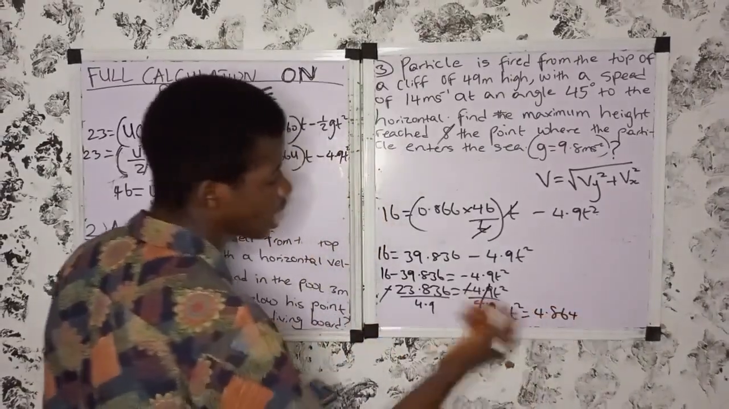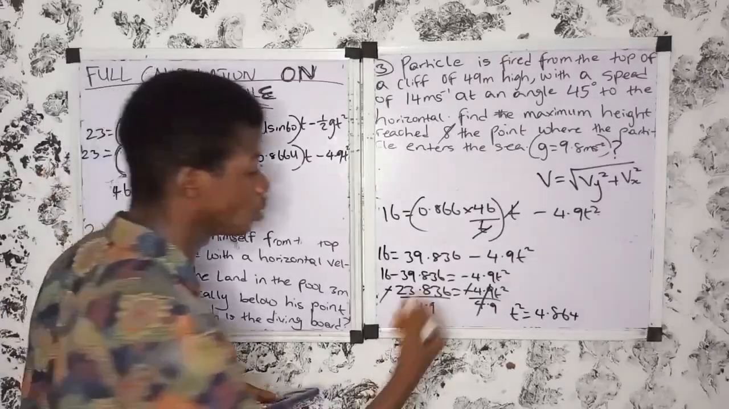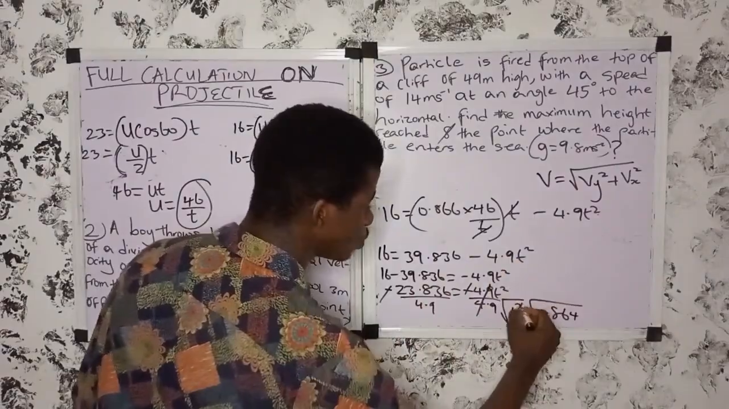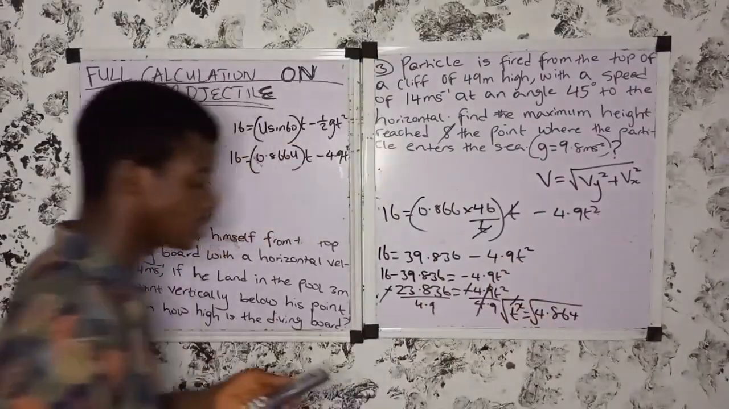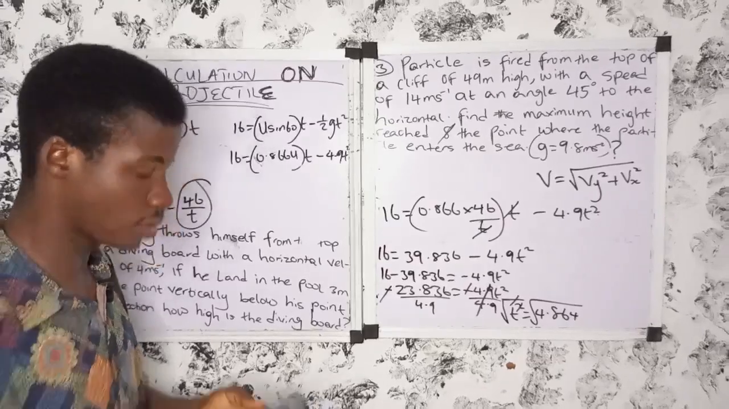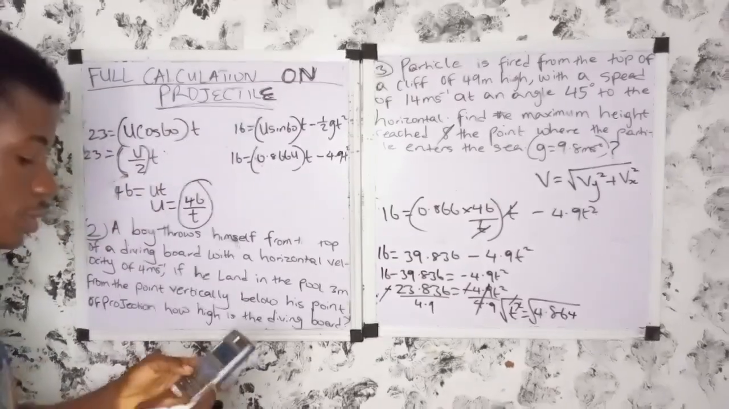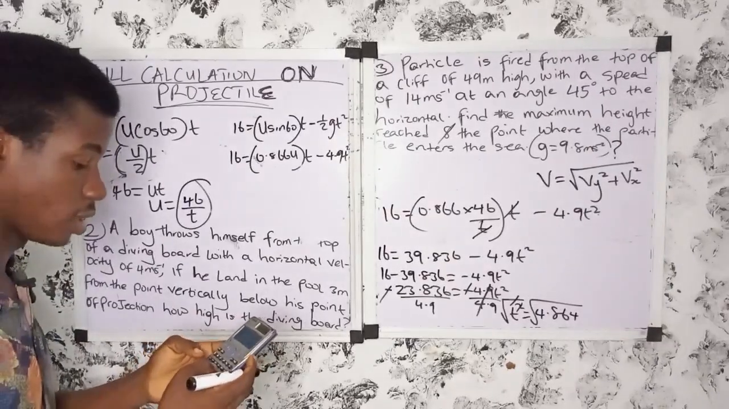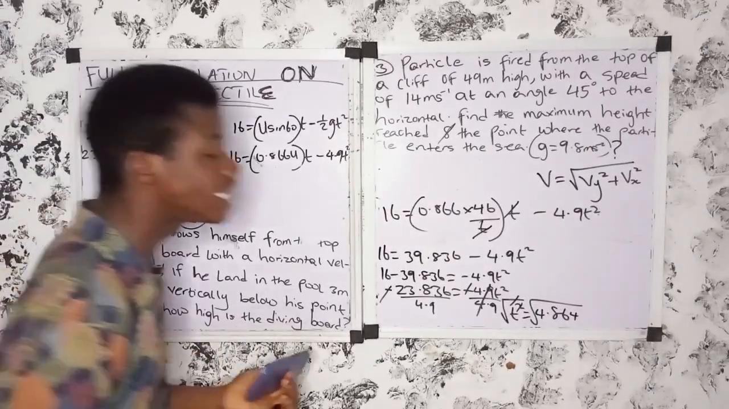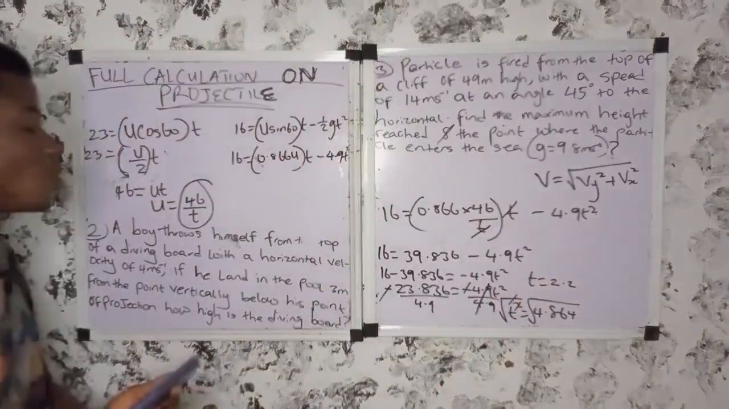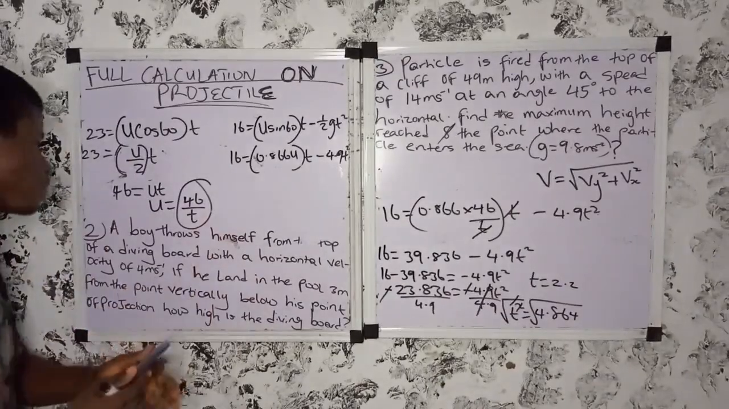Okay. Now we're not looking for t square, we're looking for t. So we take the square root of both sides. This square will cancel this square. The square root of 4.864 gives us 2.2. So our time is now 2.2, right?